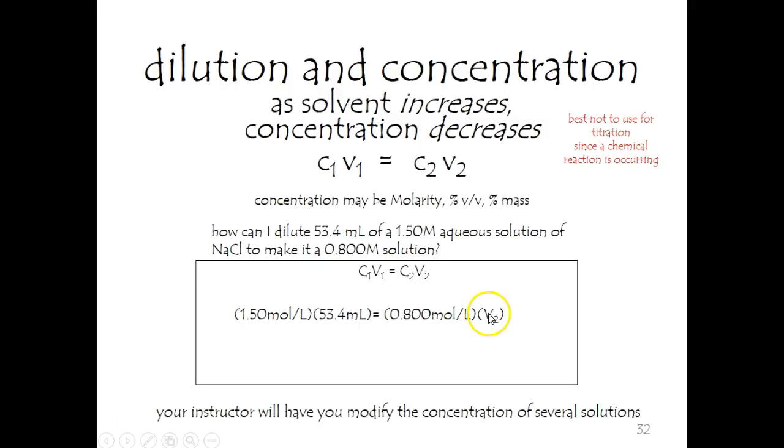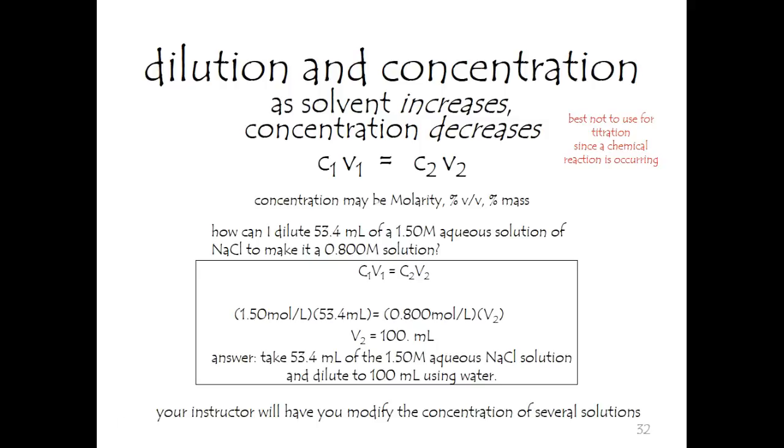V2 will equal 1.5 times 53.4 divided by 0.8, because if we divide both sides by 0.8, we isolate V2, which is what we want. V2 equals, right? And so it's actually 100 mL. So we need to take, the answer is not 100 mL, is it? Look, the answer is how do you do it? So we need a sentence. Take and dilute. Take your 53.4 mL of 1.5 molar and dilute to 100 mL using water. And that's how you do it.